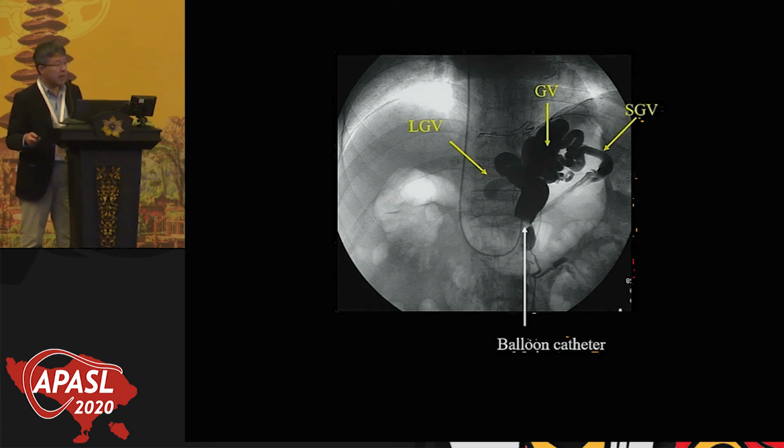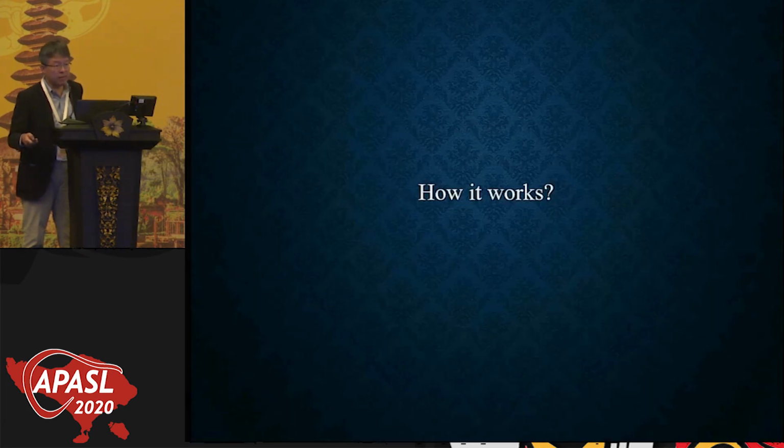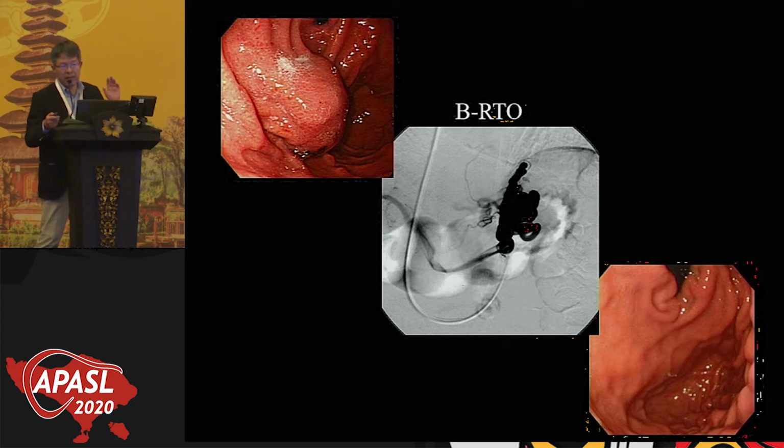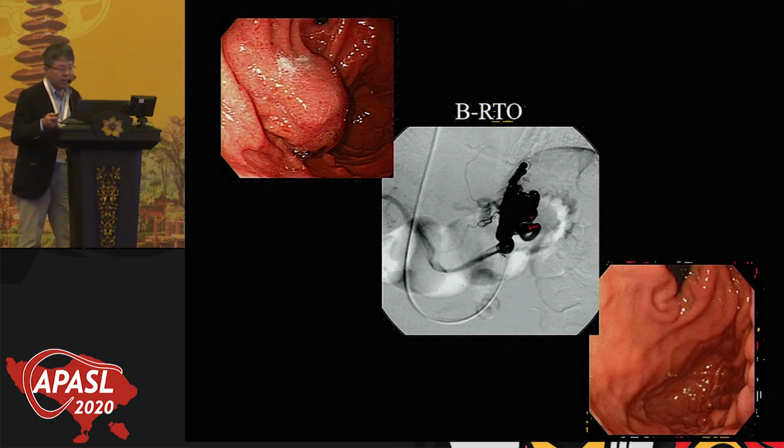This is a retrograde venogram taken from the balloon catheter. You will find gastric varices and inflow route. How does it work? If we perform BRTO, the gastric varices completely disappear.